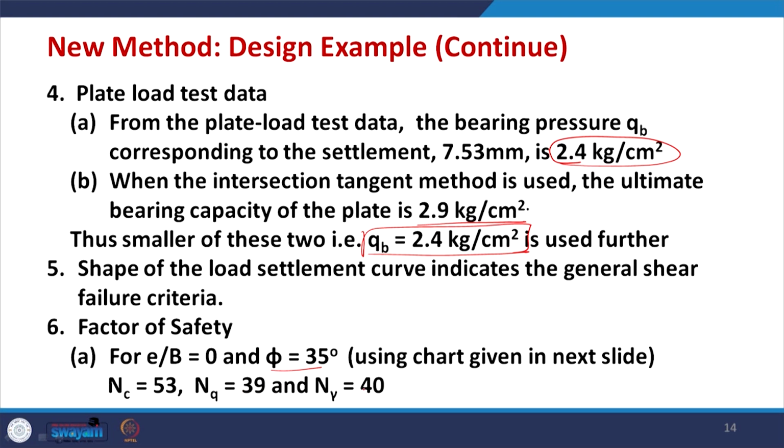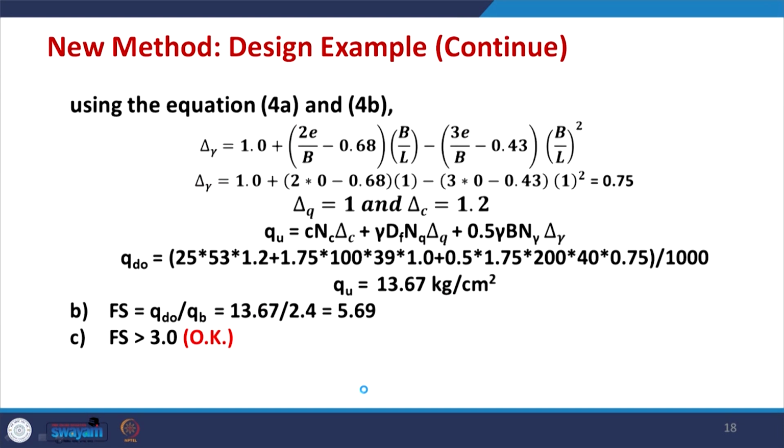Using these values NC, NQ and N gamma, we find the shape factors first before we find the bearing capacity. The shape factor delta gamma is given using this relation, where you put the value of E by B equal to 0 in these equations, and when E by B equal to 0, delta gamma is 0.75. For further calculation you need not put the value again, and this is applicable for a square footing, when your footing is square. So, this value can be assumed fixed at 0.75 when E by B equal to 0.